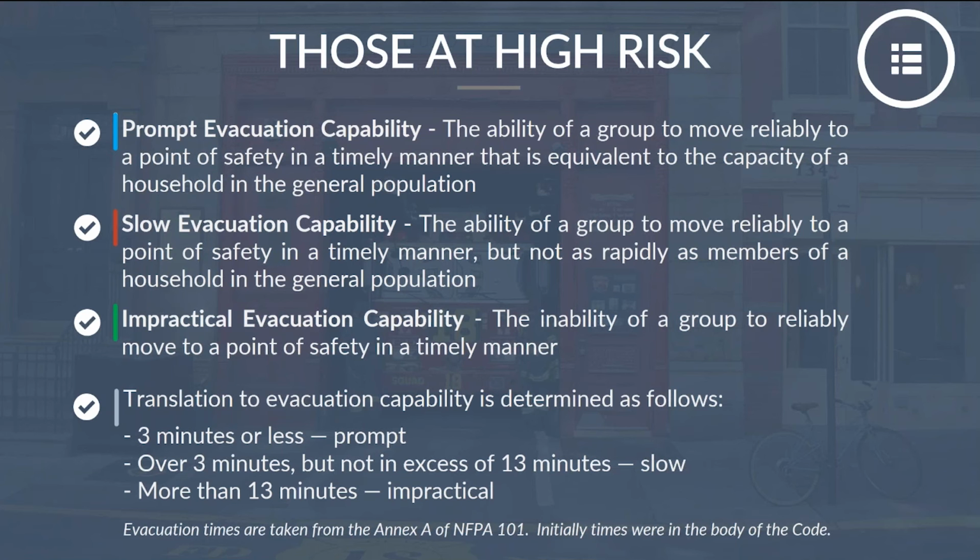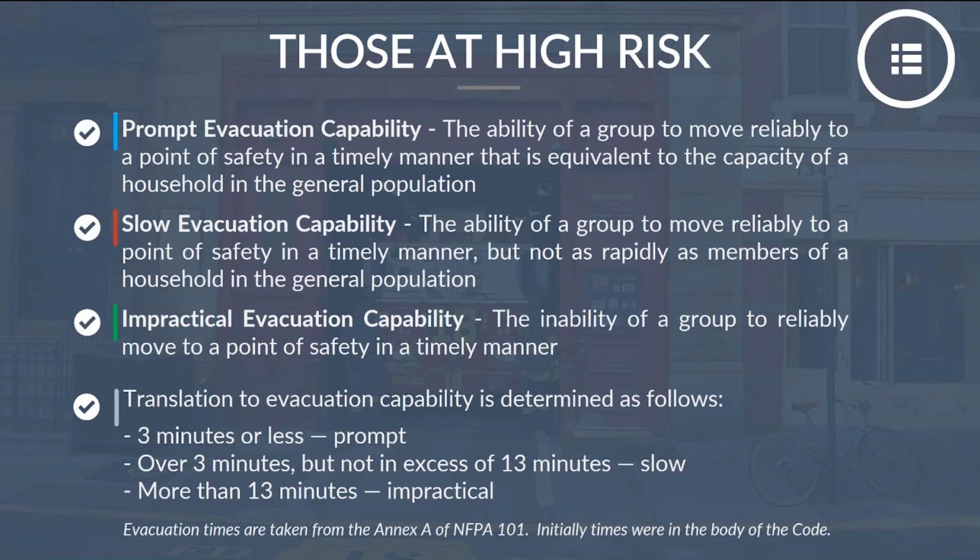So in prompt, we expect someone to be able to evacuate within 3 minutes or less. When we go to slow, we are over 3 minutes, but not in excess of 13 minutes. And then we reach impractical, and that's the inability to reliably move from one point to a point of safety in a timely manner. That, when we put the time frames to it, is more than 13 minutes. Now these times are going to become real critical here in a few moments when we start to look at some fire dynamics and time frames.